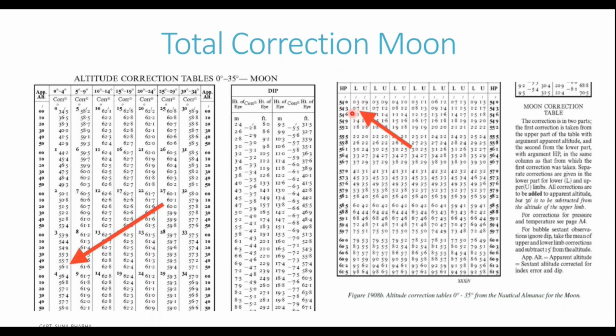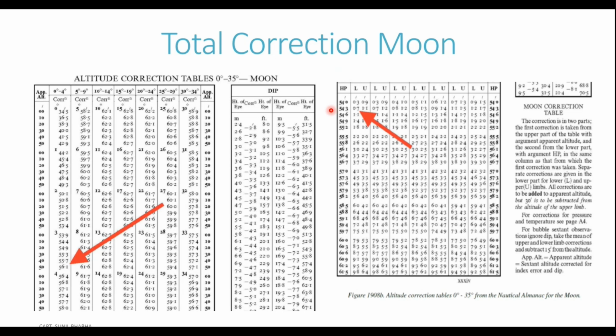And when you come down, you will see on the sides, the HP values, horizontal parallax values of the moon are mentioned. So when you come to this part of the table, first you find out whether it is upper limb or lower limb. Let's assume in our particular case, it was a lower limb observation. So you enter into the L part of the column and then you look for the HP of the moon, which was there at the time of the sight.